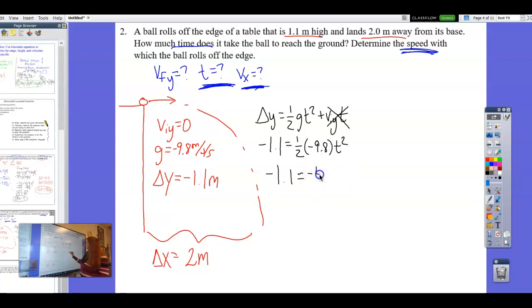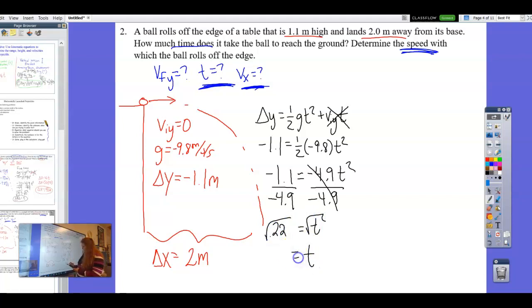Negative 1.1 equals negative 4.9 t squared. Divide both sides by negative 4.9. T squared equals, I'm evaluating at this point, solving negative 1.1 divided by negative 4.9. That gives me 0.22. Now we have to take the square root, so t equals 0.47 seconds.